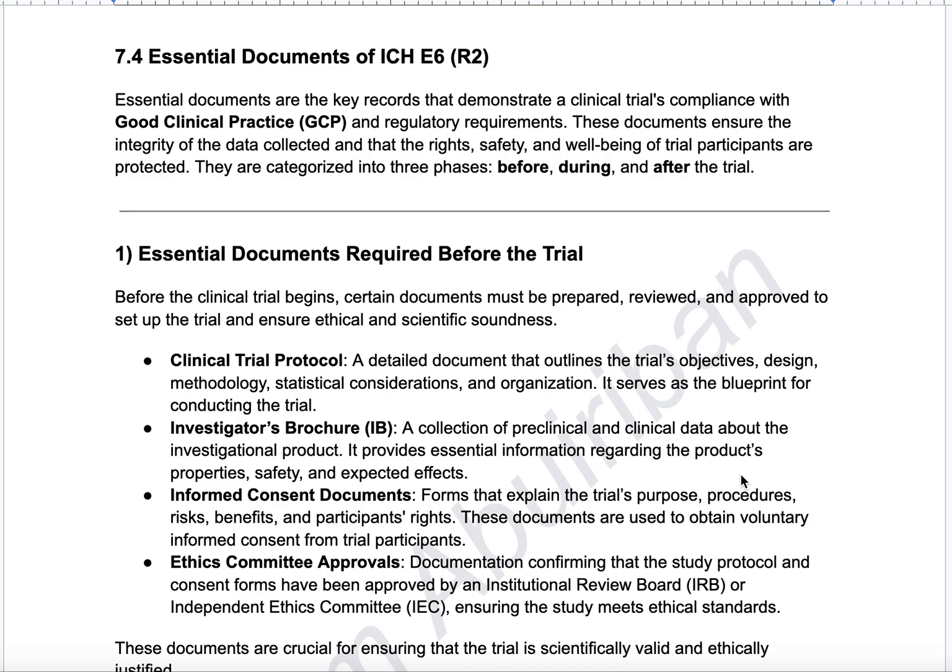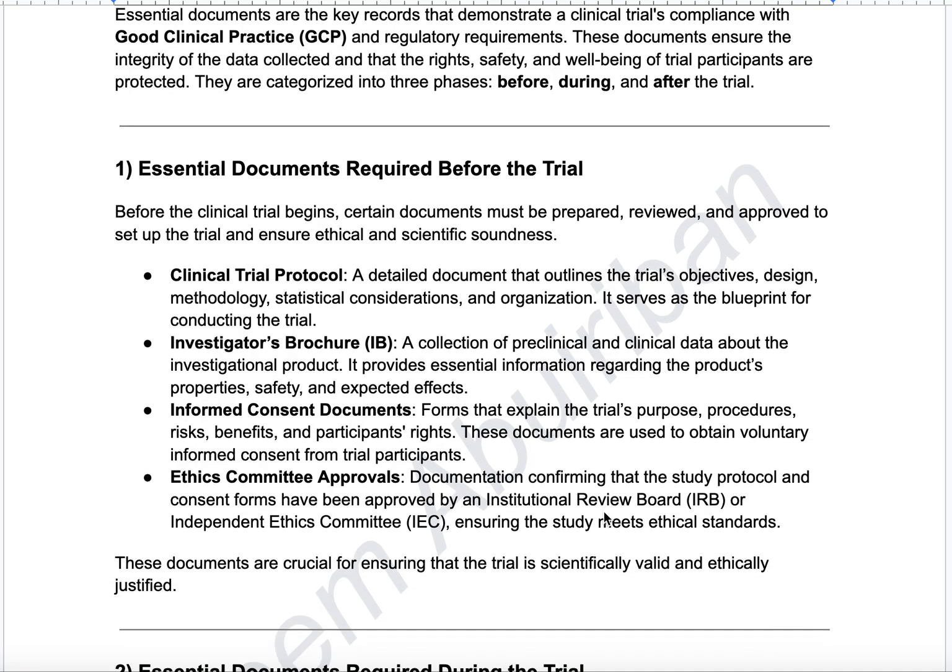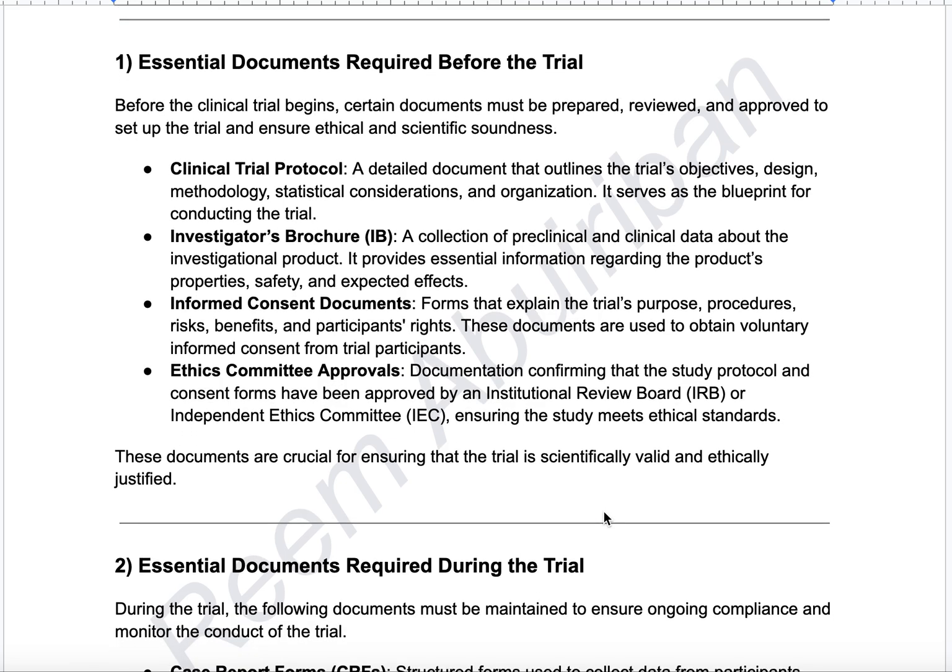They are categorized into three phases: before, during, and after the trial. So, we will talk about the essential documents required before the trial, during the trial, and after the trial. First, essential documents required before the trial. Before the clinical trial begins, certain documents must be prepared, reviewed, and approved to set up the trial and ensure ethical and scientific soundness. Clinical trial protocol.